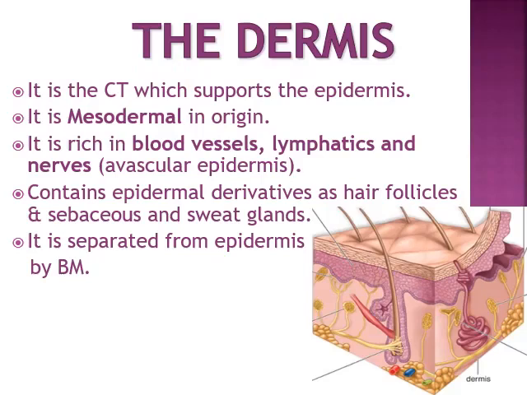What is the dermis? The dermis is the connective tissue that supports the epidermis, and it is mesodermal in origin. It is rich in blood vessels, lymphatics and nerve supply, in contrast to the epidermis, which is avascular. It also contains epidermal derivatives such as hair follicles, the sebaceous glands, and the sweat glands. The dermis and the epidermis are separated by a basement membrane.